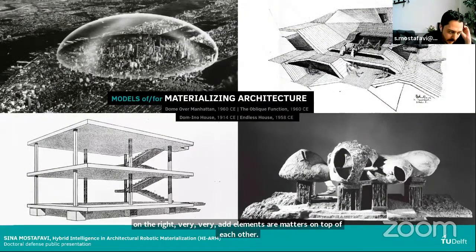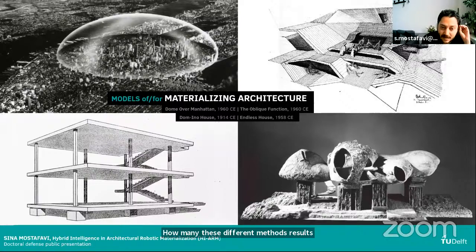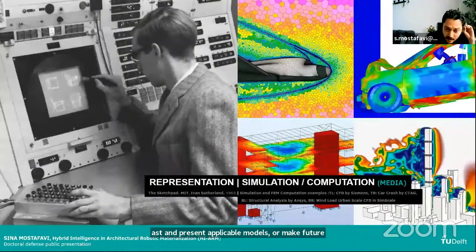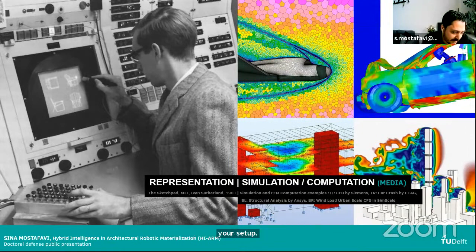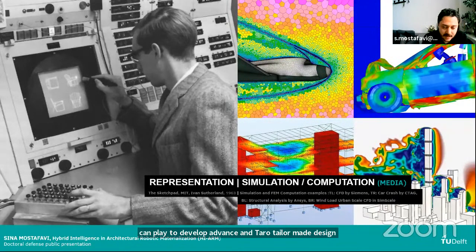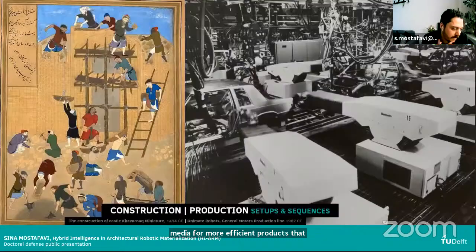How may these different methods result into new models of materializing architecture? And how may they alter past and present applicable models or make future visionary models feasible? In this context, materializing architecture, what is the role and impact of design media in general, and representation, simulation, and computation technologies in particular? In an interdisciplinary setup, what role designers and architects can play to develop advanced and tailor-made design media for more efficient products that may save lives and matters?